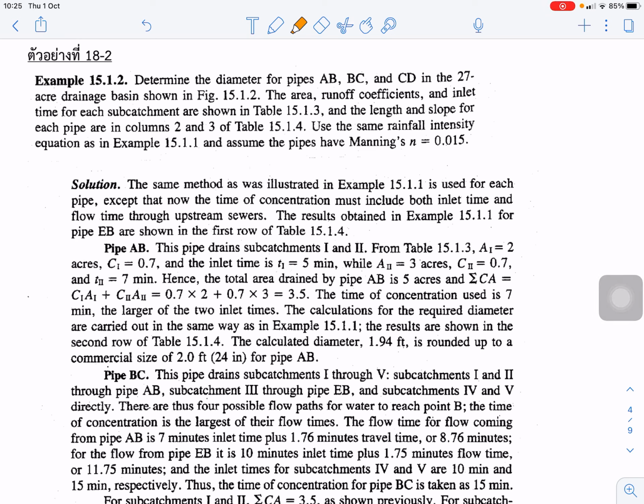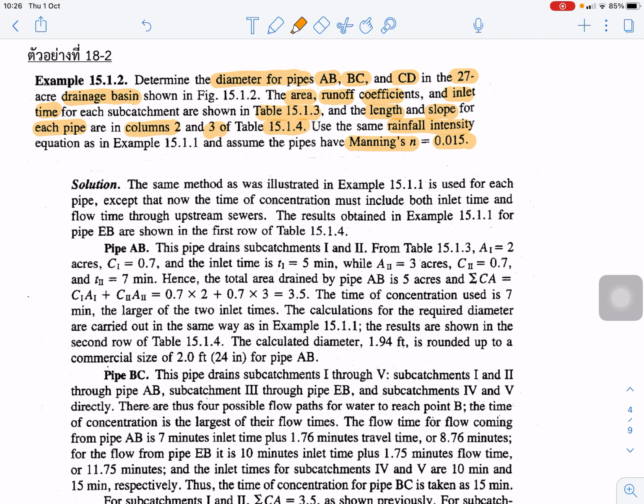The second example: determine the diameter of the pipes AB, BC, and CD in the 27-acre drainage basin shown in the figure. The area, runoff coefficient, and inlet time for each subcatchment are shown in the table. The length and slope for each pipe are in columns 2 and 3 of the table. Next, the table as well shows the same rainfall intensity equation from the previous example, and assume n equals the same 0.015.